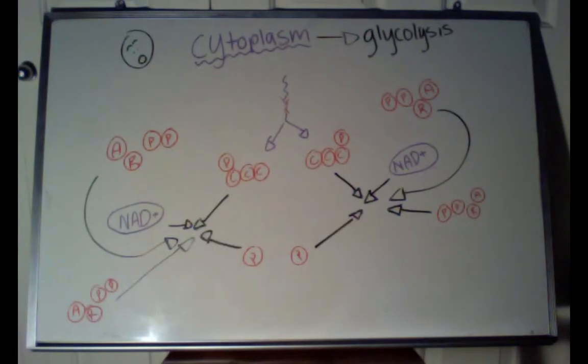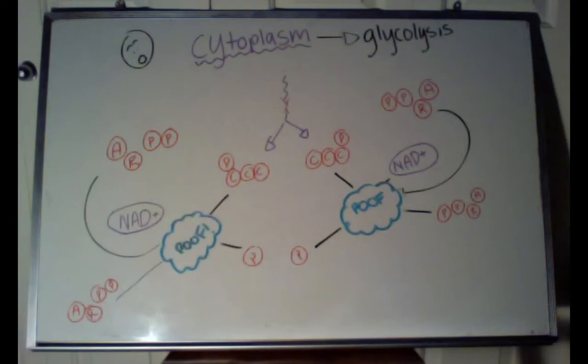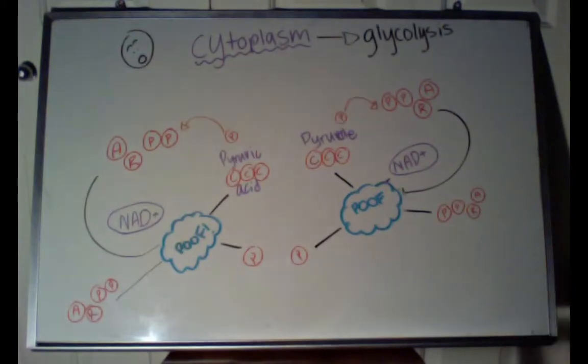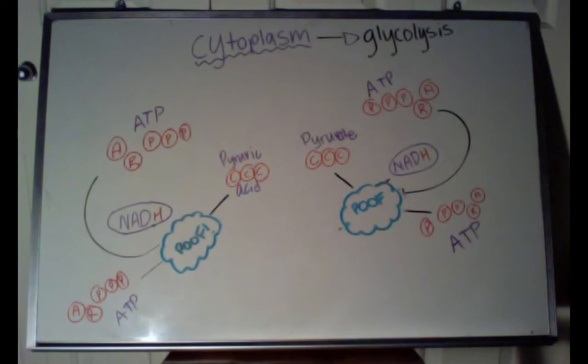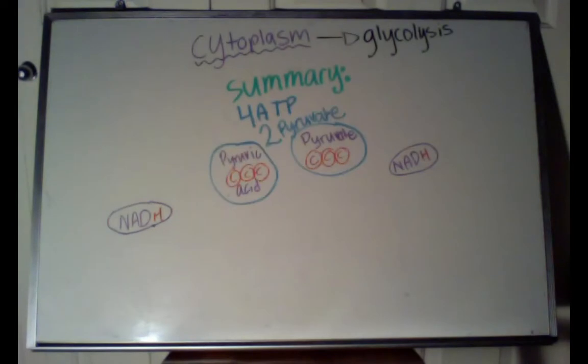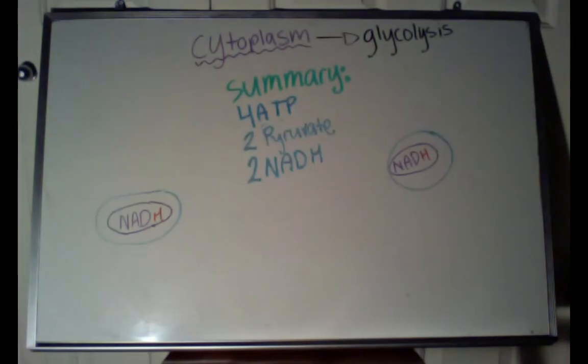Now these all combine together, so our 2 ADP, our 3 carbon sugar, and our NAD plus with a phosphate. It's a rather complicated reaction. But regardless, we get something known as pyruvic acid or pyruvate, and the phosphate that came off of the 3 carbon sugar combines with an ADP to form ATP. Our NAD becomes NADH, and our phosphates attach to the other ADP, which forms ATP. So in summary, we have 4 ATP produced, 2 pyruvate or pyruvic acid, and 2 NADH.